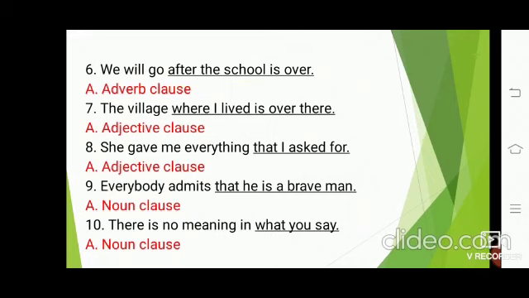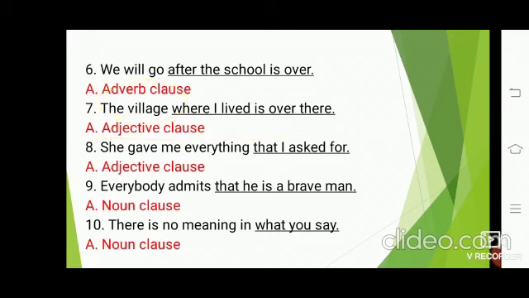The village where I lived is over there. I'm not talking about over there, the place. I'm talking about the village. It's a noun that I'm modifying, where I used to live. Usually adjective clauses have who, whom, whose, that, which, but in some rare cases they can even have when, where, and what. So this is an adjective clause as it modifies the noun, the village.